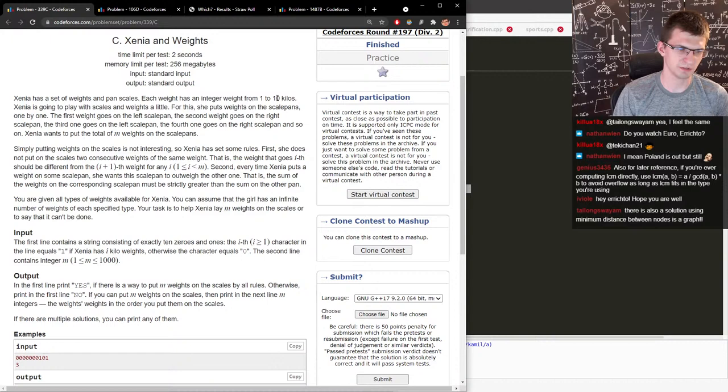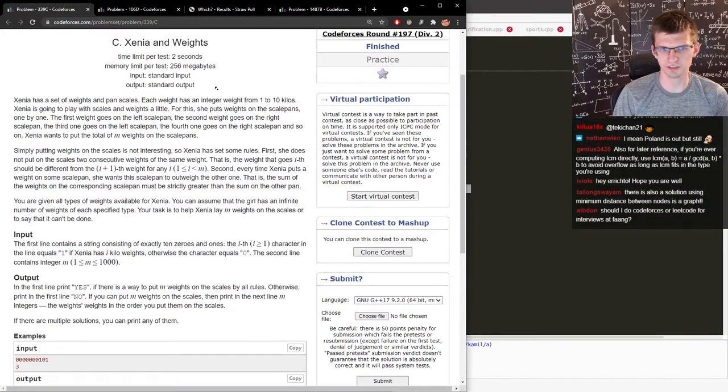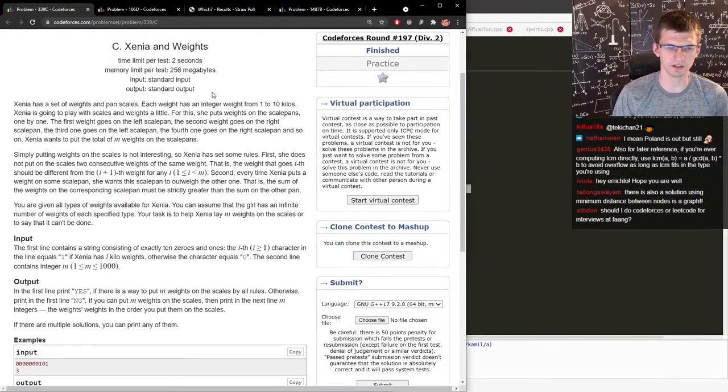Minimum distance between nodes in a graph. Sounds still like DP. But in a graph of those states? If so, it's just DP solved recursively.